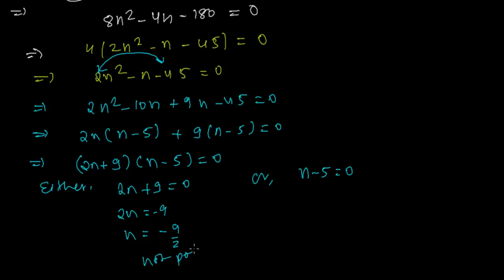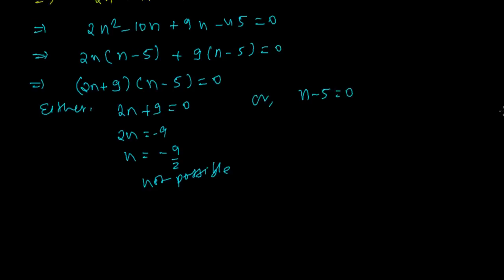Why is it not possible? Because n cannot be a negative number, and you have to write it here. n can't be negative and n can't be a fraction, n is an integer. Therefore n equals 5.